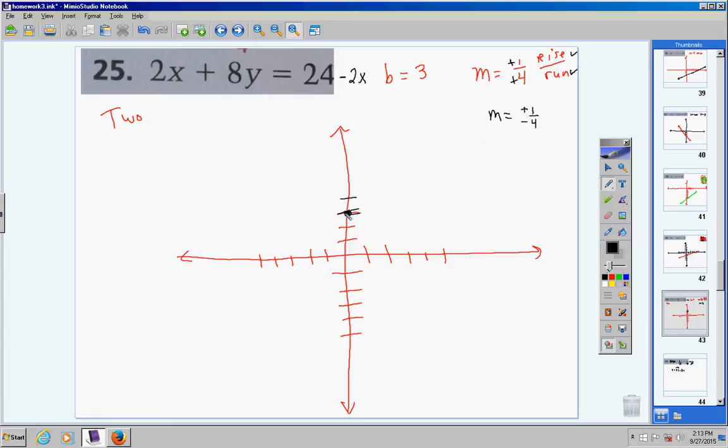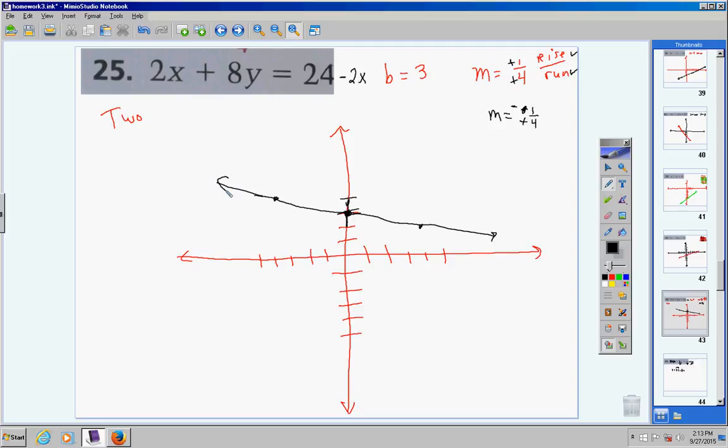So if the 1 is positive, you rise 1. Now the 4 is negative, so you go to the left. If it is positive, you go over 4. And look, all 3 points still line up in a straight line. So you get the same line no matter what, it doesn't matter.